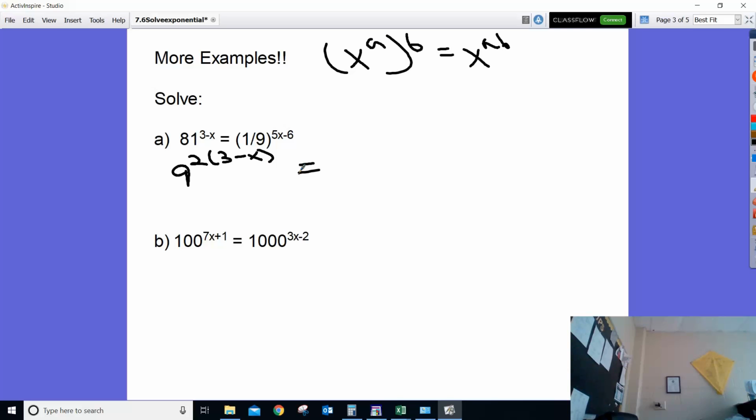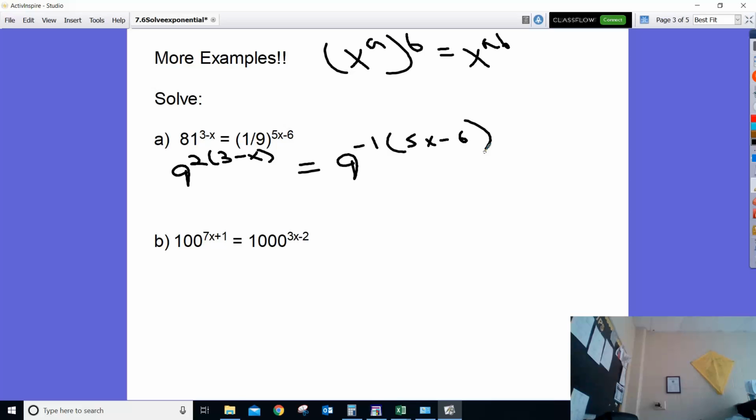I need to rewrite your 1/9. Andrew, how do you rewrite 1/9? Your base has got to become 9, doesn't it? 9 to the negative first power. And wrap the existing exponent. And you can distribute here if you want, or you can do it on the next line, nobody cares. But what are you going to do with 2 times 3 minus x and -1 times 5x minus 6?